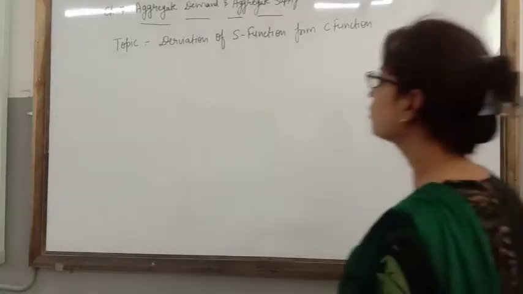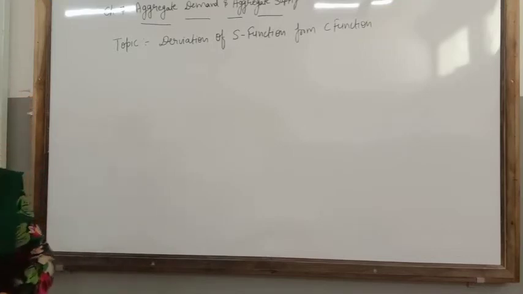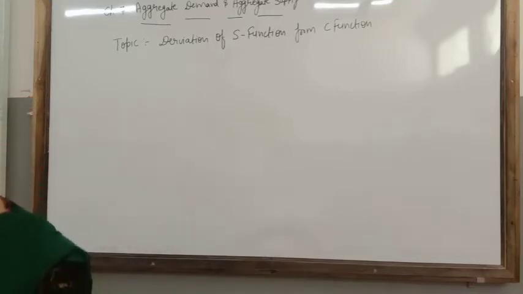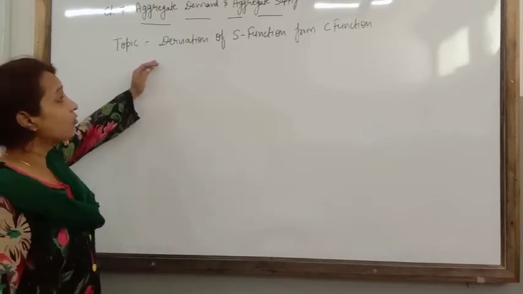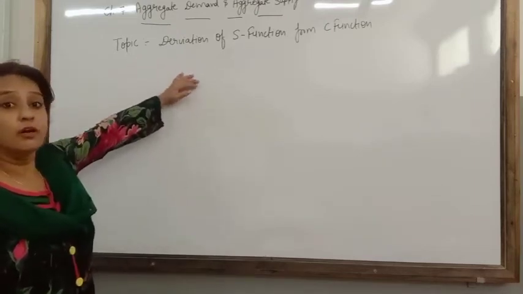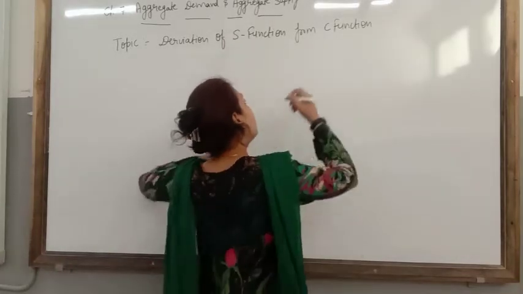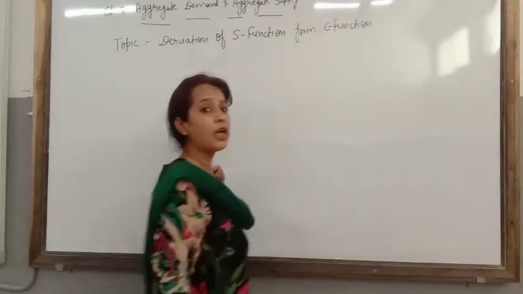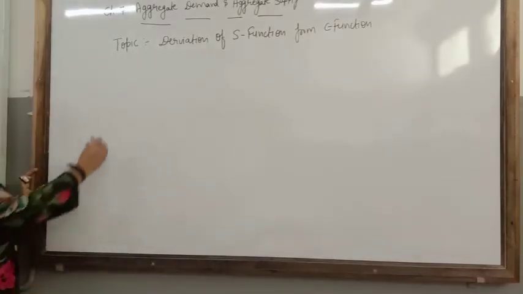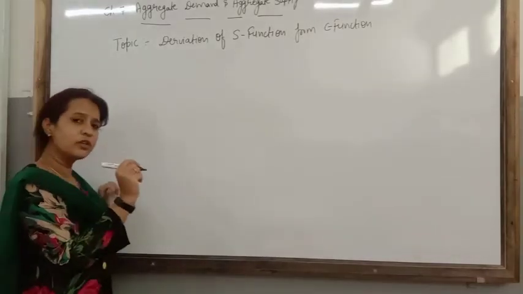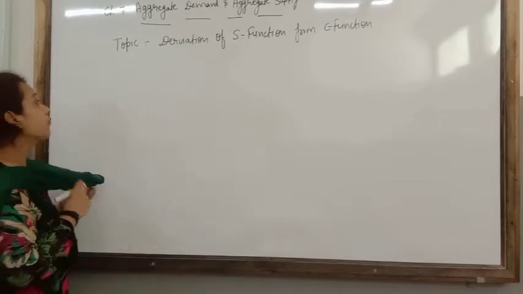Students, today we are going to discuss the next topic of chapter 7, derivation of S function from C function. It means how we are going to derive the saving function from the consumption function. Then we are going to discuss it diagrammatically and through a schedule. First of all, I am giving you the schedule that we are going to use for the diagram.